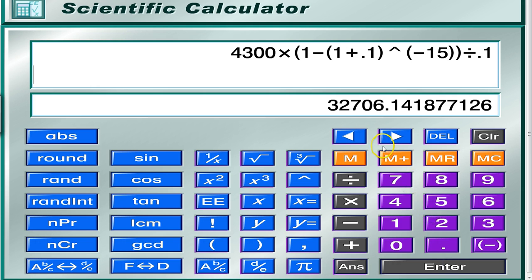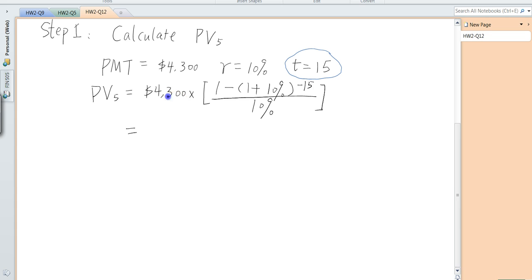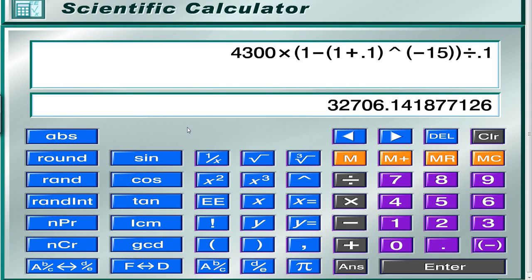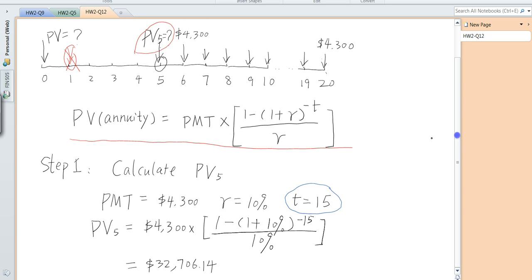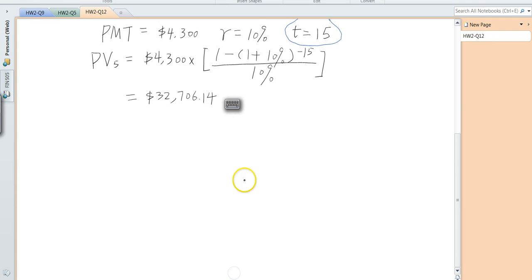So that's the present value in terms of year 5. 32,706.14. Okay, 706.14. So far so good. That's our first step. We figure out the present value in terms of year 5. But again, what we need is not this number. What we need is the true present value.